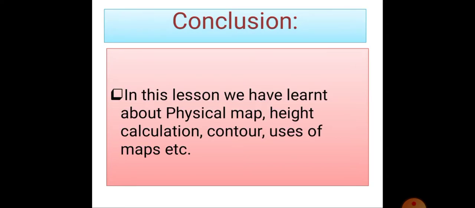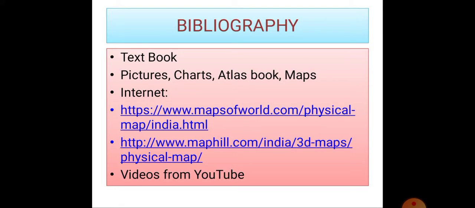What we have learned in this lesson: physical maps, height calculation. So wherever you go, let's say if you're going for a hiking, etc., you will be able to calculate the height. It will become easier for you. Remember what you have learned, it will help you. And then what we have used is sources. Here we have used textbooks, pictures, charts, and we have seen the atlas books, we have seen maps which we have got from the internet, right? So if you wish to see more maps, you can go through internet sites, or if you have an atlas, you can just go through that as well. But the internet has more options, more different kinds of maps, so you can see it.